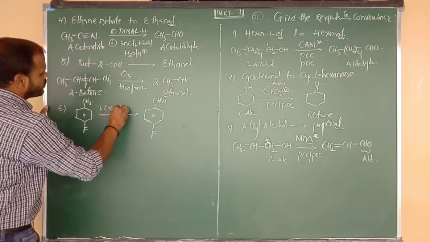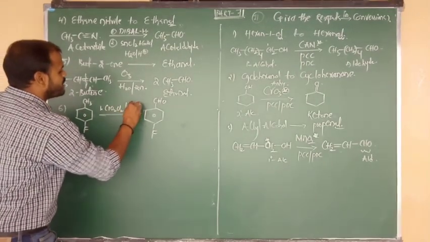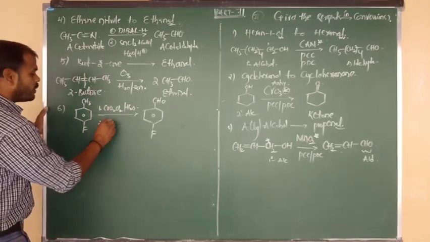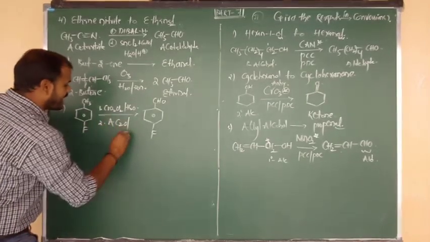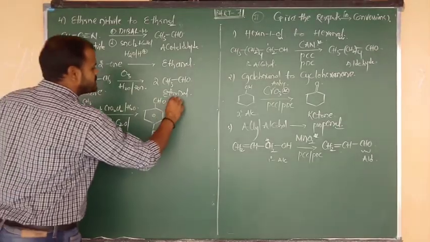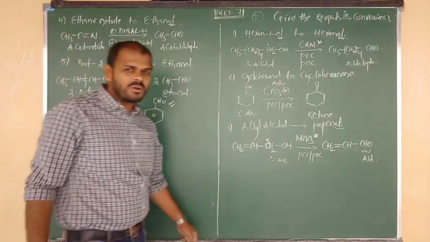Reaction with CrO2Cl2, chromyl chloride, in presence of CS2 and followed by hydrolysis. Otherwise we can do another reaction also: toluene on reaction with acetic anhydride in presence of CrO3. Again the same thing, the methyl group can be oxidized into CHO, giving benzaldehyde. Fluorine is the same. Okay, all of you.